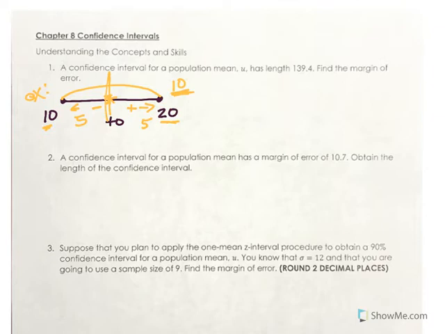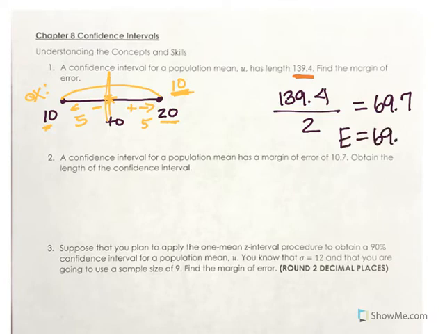So the problem gives you the number of 139.4. In order to find the margin of error, I would just simply divide by 2, because the length from one number to the other number is 139.4. If I divide it by 2, you get what you had to do on both sides, which would give us our 69.7. And we write that as big E, because big E stands for error, as 69.7.